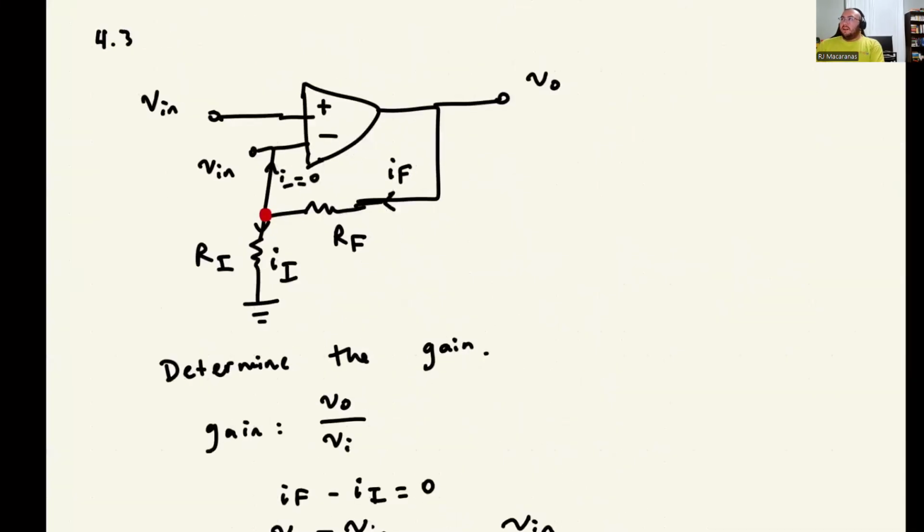And so you'll recognize this as a non-inverting op amp, right? Because we're feeding our signal into the non-inverting input. And then the output is actually feeding back into this inverting input. So this is the basic non-inverting op amp.